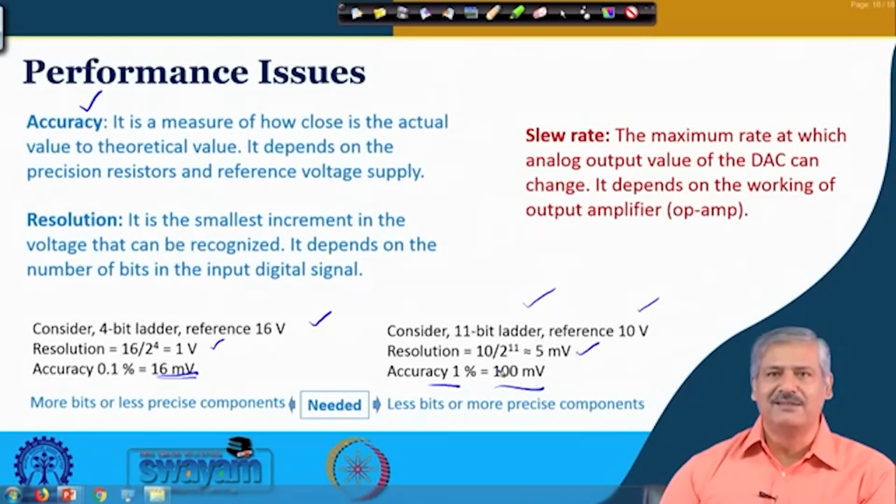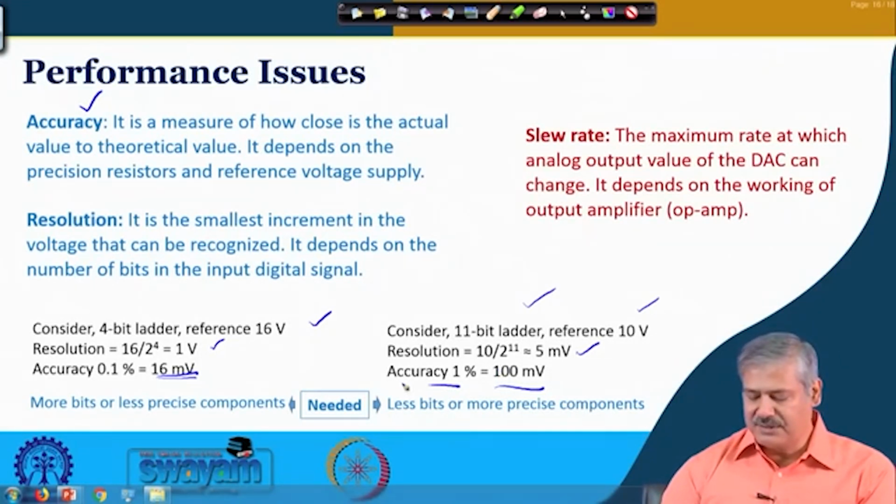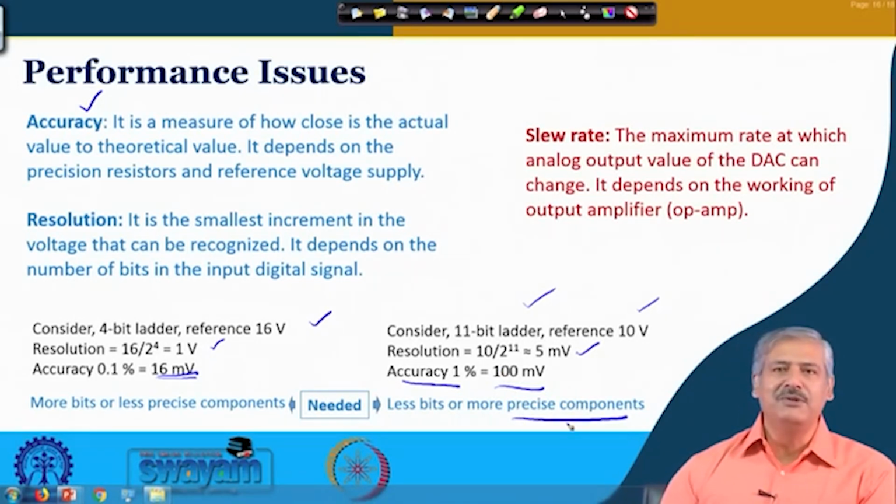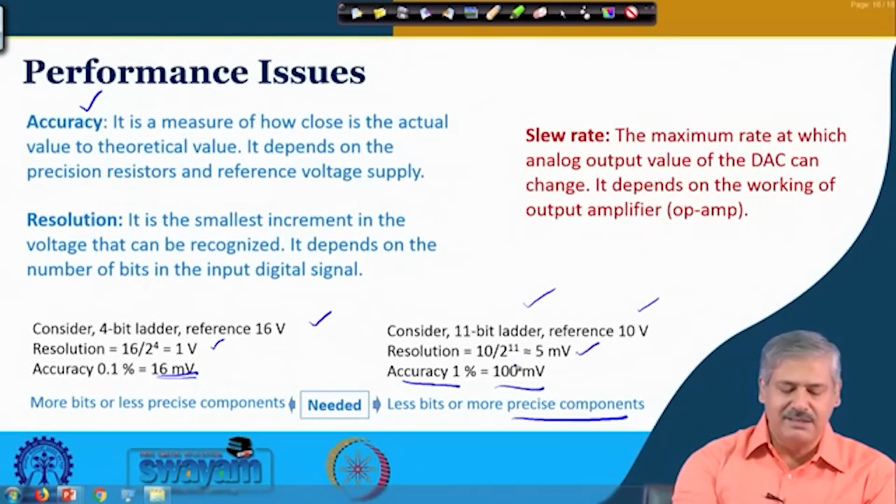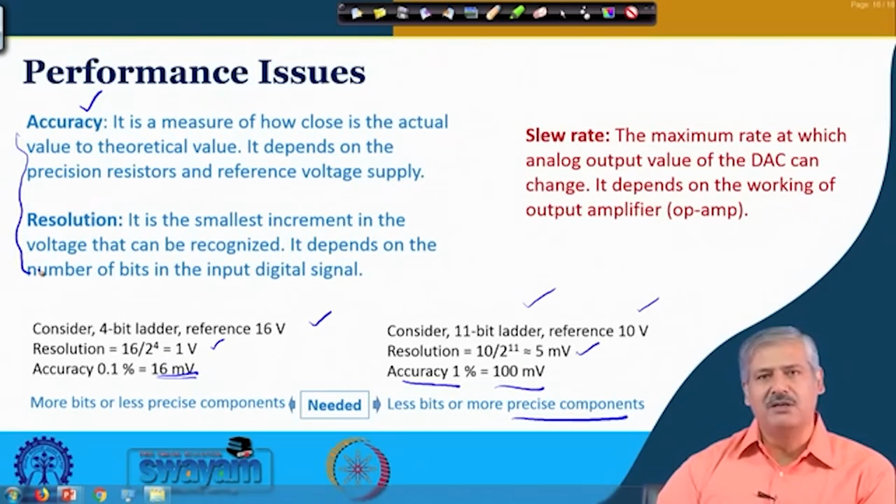Then what is the point, isn't it, to go for such a high resolution? So, either you improve your accuracy by using more precise components, or you can reduce the number of bits because it is not required. I mean, from that point of view, it is overkill. Okay. So, these are certain things, and as I said, they need to be considered together, and accordingly the DAC design is to be done.